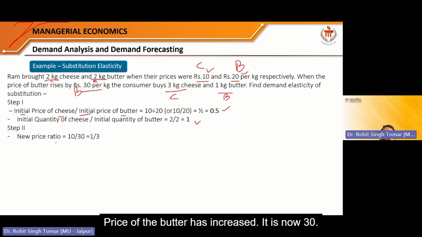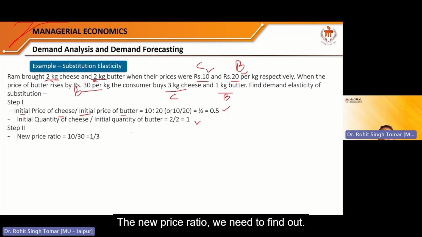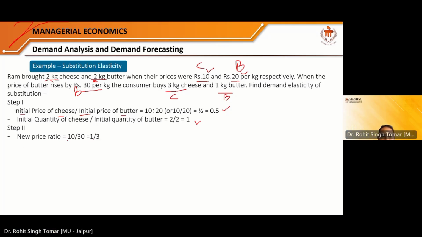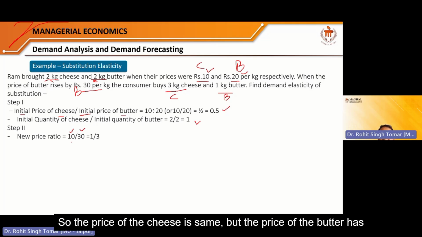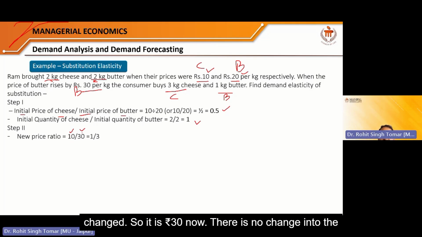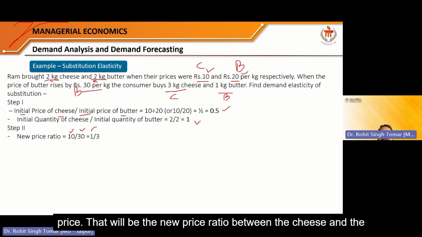Step 2: new price ratio. The price of the butter has increased. It was earlier 10, now it is 30. The new price ratio we need to find out. New price ratio means the price of the cheese and the price of the butter. The price of the cheese is the same, but the new price of the butter is 30 rupees now. There is no change in the price of the cheese, right? So cheese price divided by the butter price will be the new price ratio between the cheese and the butter.